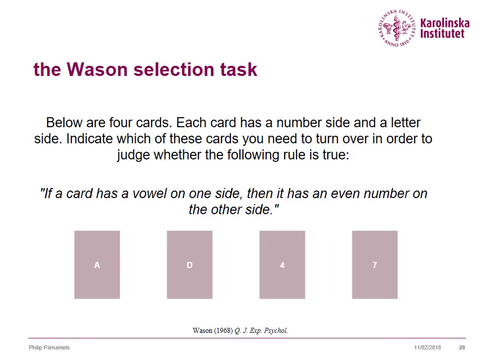But here's the basic setup. There are 4 cards. You're told that each card has a number side and a letter side, and then you're asked to indicate which of those cards you would need to turn over in order to judge whether the following rule is true. If a card has a vowel on one side, then it has an even number on the other side. As you probably recall, the normatively correct responses here are the A card and the 7 card.